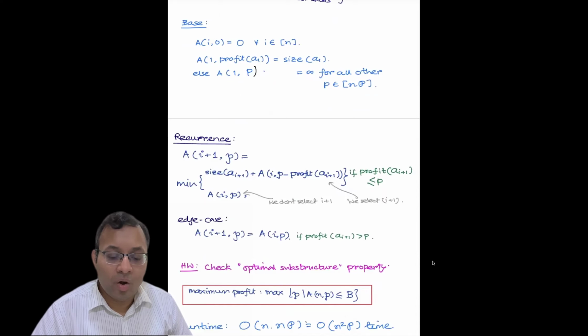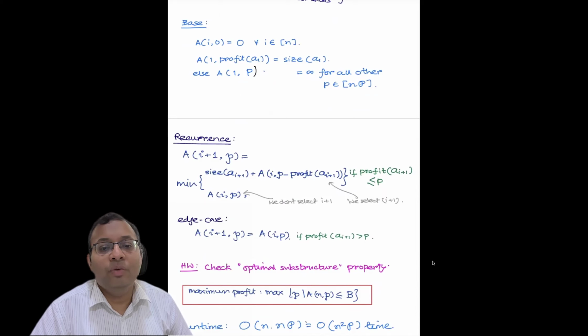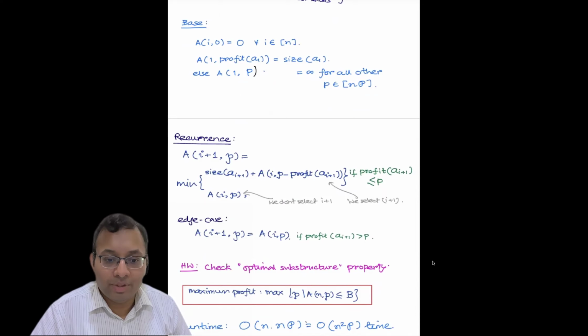We look at all A and P such that it's less than or equal to B. That means we're looking for all profit P which can be attained from a subset of items from 1 to n, and total size is at most B. And among them, you find the maximum profit. Whatever that value, that is the maximum profit you can get for knapsack capacity B. That's the solution we return.